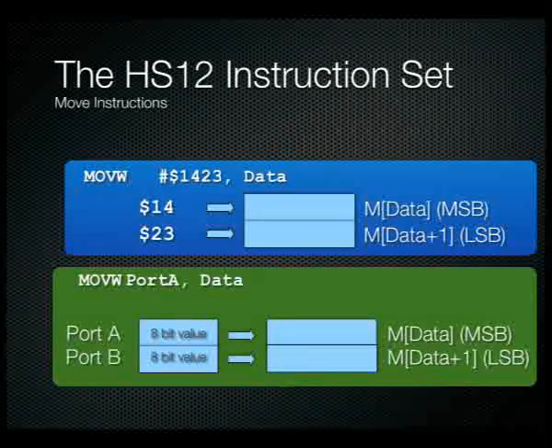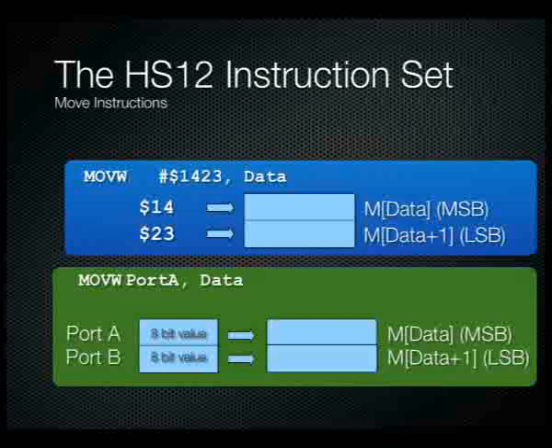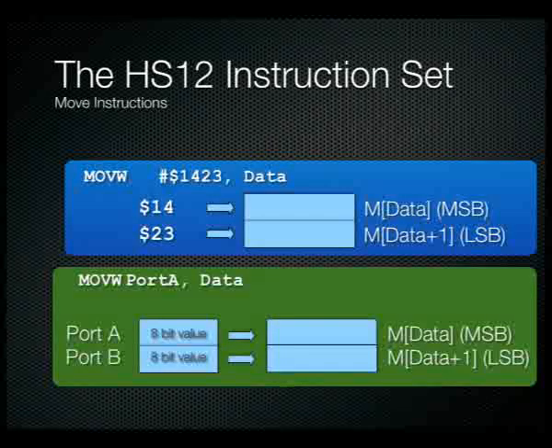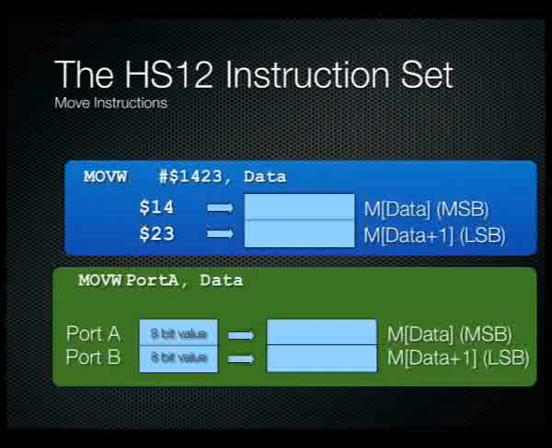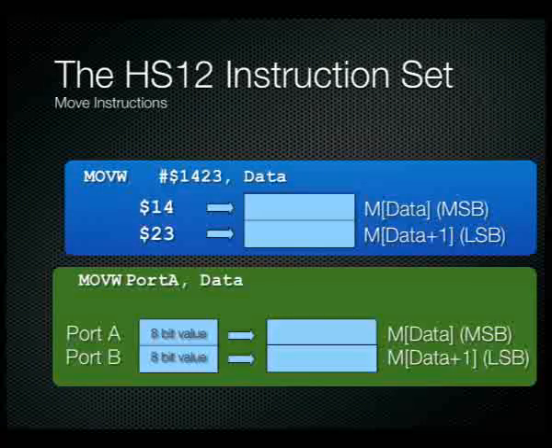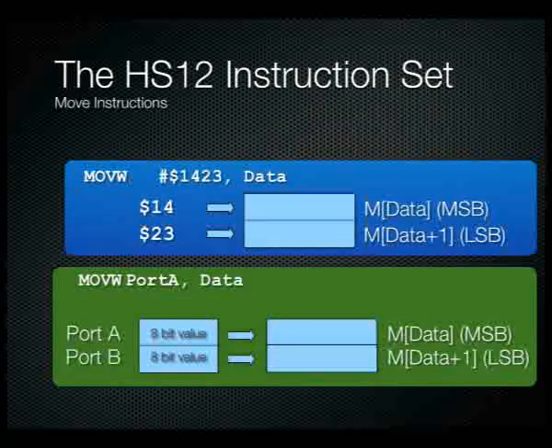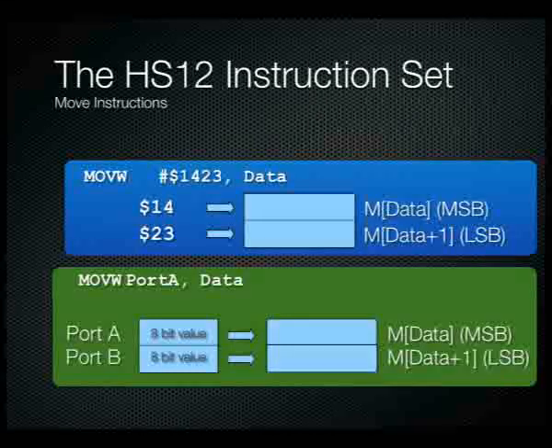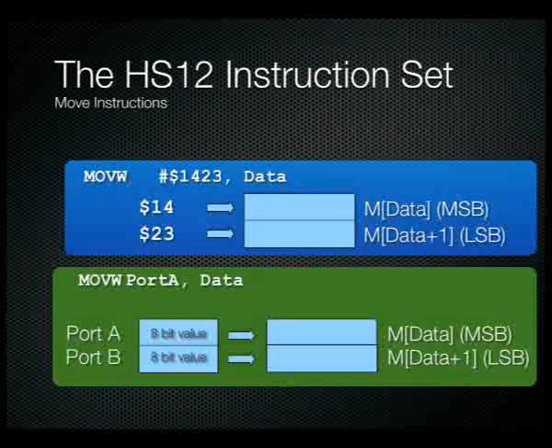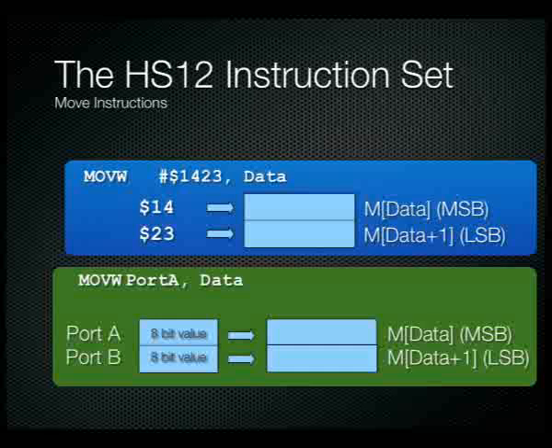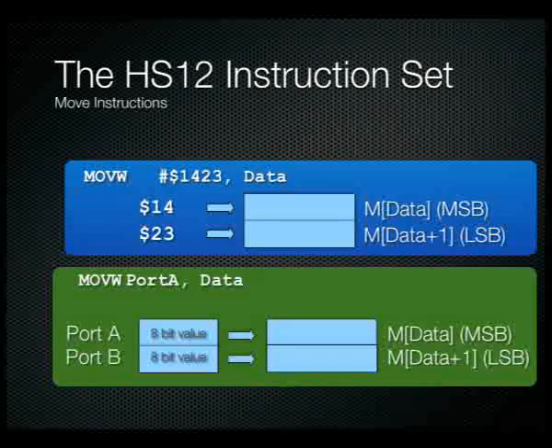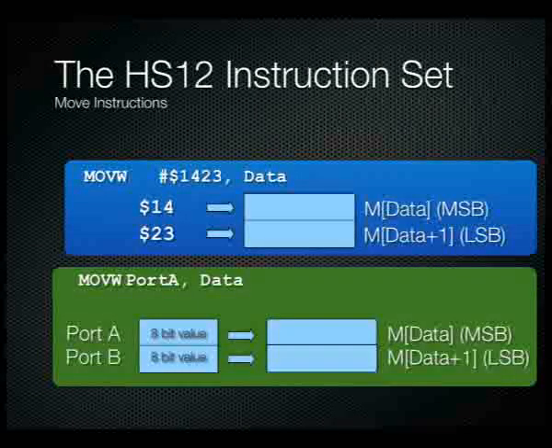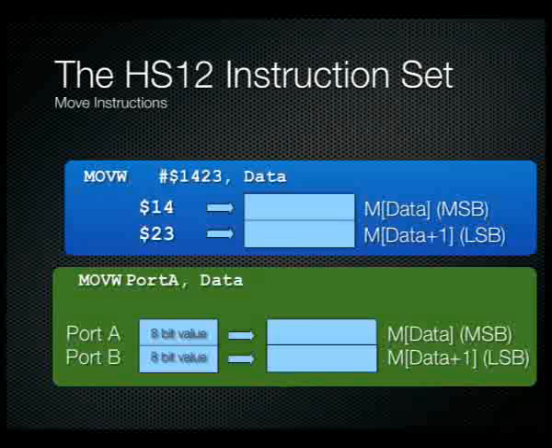So when it comes to moving words around, we simply specify the move word, we specify the source, which in this case is the constant 1423 in hexadecimal format, and we want to dump that into the memory location referred to by the name data. So data is effectively a label to a particular memory location where we want to store these values. When we do a move word, effectively what happens is it splits it up into 2 bytes and stores those 2 bytes in consecutive memory locations.